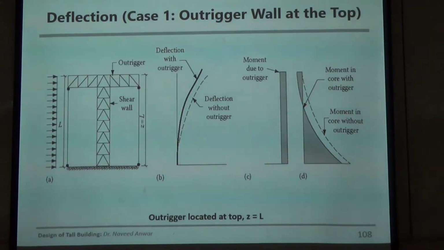Give me opinion. What do you think? He's saying no. Exactly, no. It cannot, because an outrigger works through axial force in the column. So this has no shear, no horizontal component. So an outrigger cannot reduce the shear force in the shear wall.